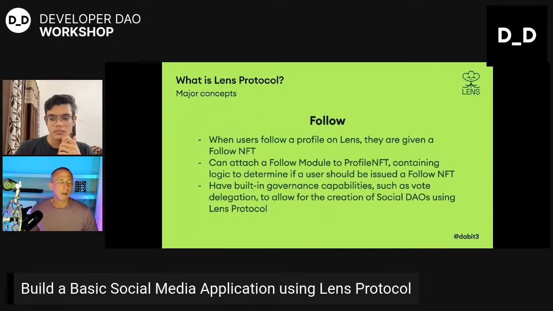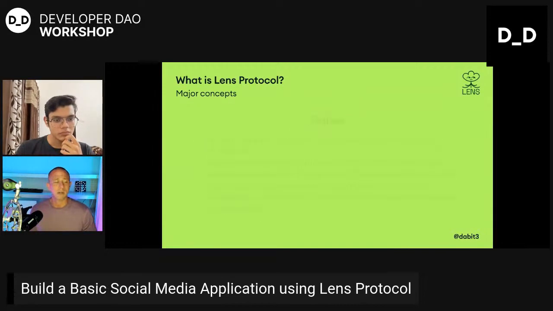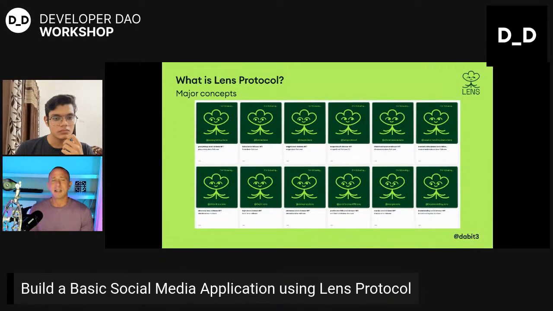And then finally, you also have a follow module. This, again, is similar to what we already talked about before, where you can attach business logic that will either allow or not allow someone to follow you. What you end up having is a bunch of these NFTs showing up in your wallet. I don't know if this is a good thing or a bad thing, but you'll be surprised after following a bunch of people on OpenSea that you have 1 million NFTs.